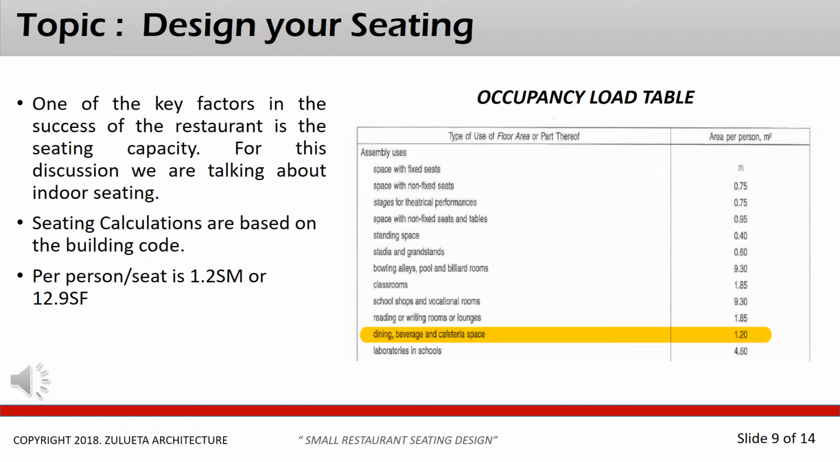On the right side is the occupancy load table taken from a local building code. And I have highlighted the requirement for the dining, beverage, and cafeteria space as 1.2 square meters per person.